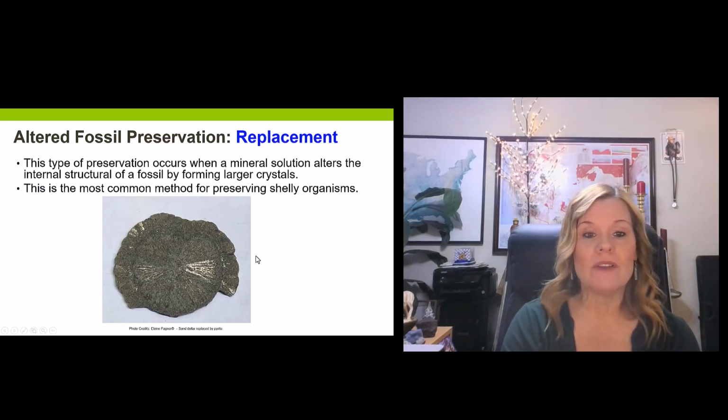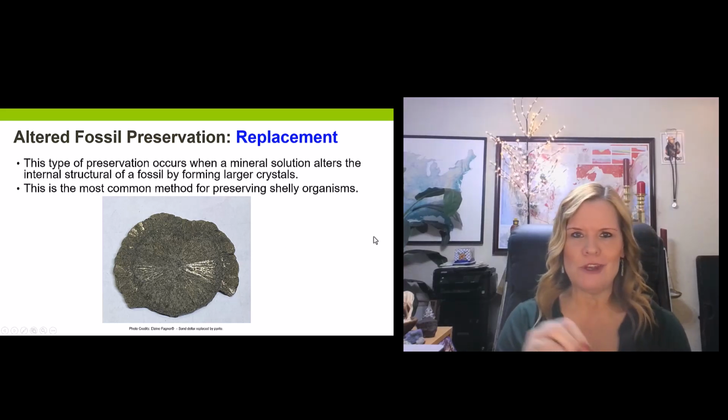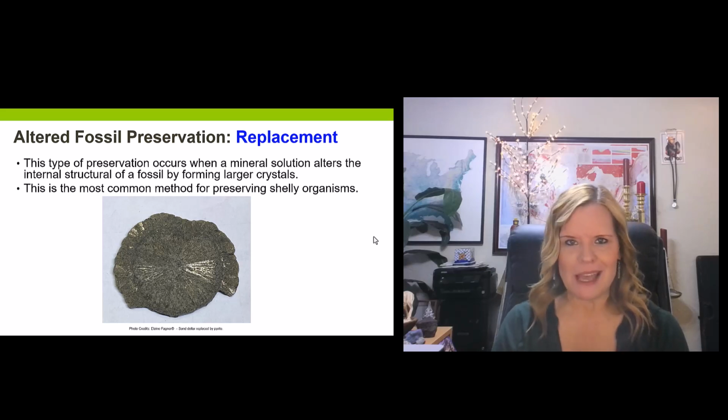Replacement is where something like this animal, which is a sand dollar that's been replaced by pyrite. Well, you know what a sand dollar looks like and what it's made out of.